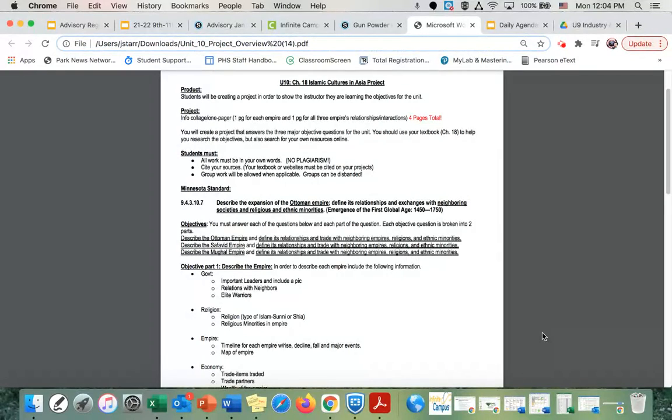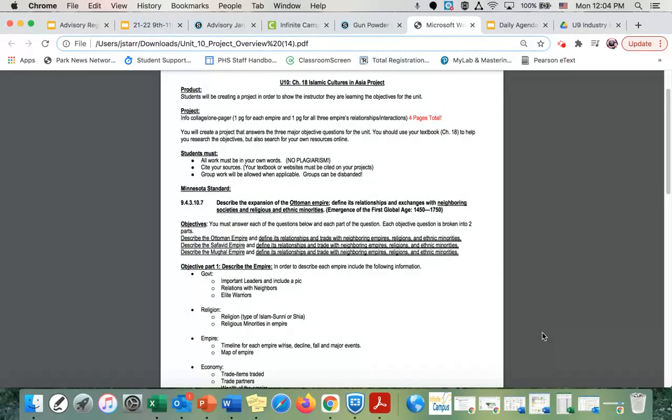It says you will create a project that answers the 3 major objective questions for the unit. You should use your textbook, Chapter 18, to help you research the objectives, and we have also given you a number of online resources that you can use. You can also find your own online resources to help you as well.